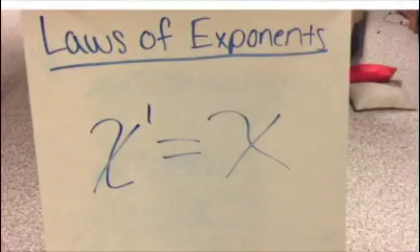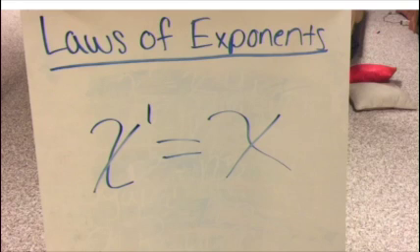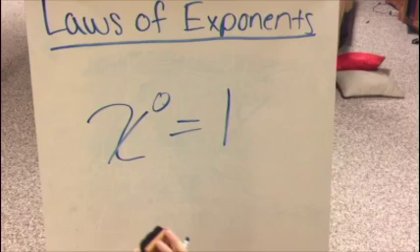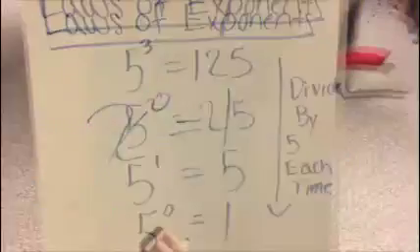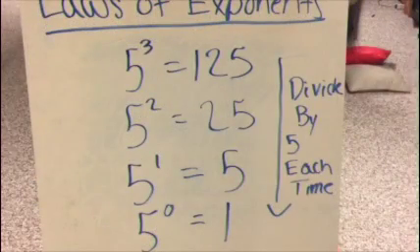Laws of exponents. So the first one would be x to the 1 equals x. Then the next one is x to the 0 equals 1. And this is because if you have 5 to the third equals 125, 5 to the second equals 25, 5 to the first equals 5, then 5 to 0 is going to equal 1, and this is because each time you decrease by 1 power, you divide by 5, the base. So 5 to the second is 25, 5 to the first is 5, that divided by 5, so 5 divided by 5, is 1, which is why 5 to the 0 equals 1.